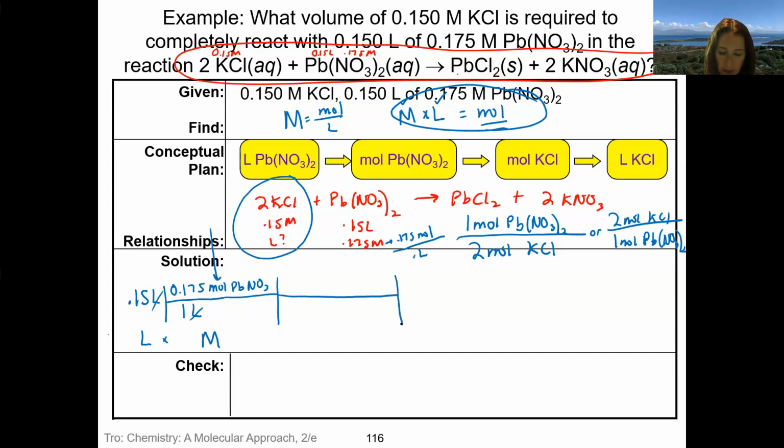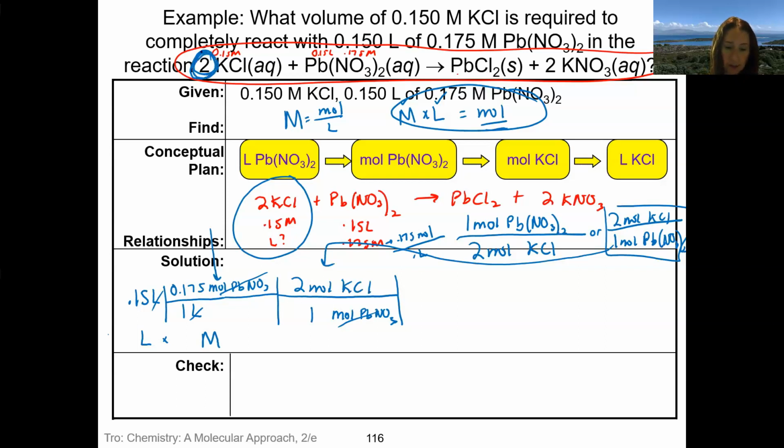So now which one am I going to use? Well, I know I want Pb(NO3)2 on the bottom. Why? Because I want to cross off these units. So I'm going to choose the one that has Pb(NO3)2 on the bottom: 1 mole of Pb(NO3)2 to 2 moles of KCl. And again, where did I get that? Right here, from our balanced chemical equation.